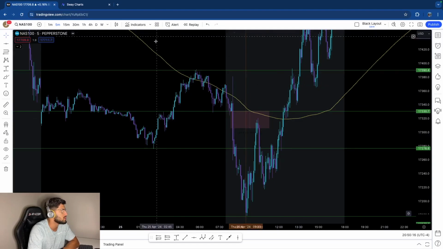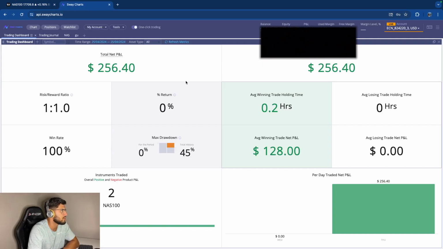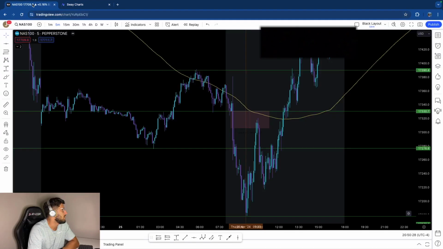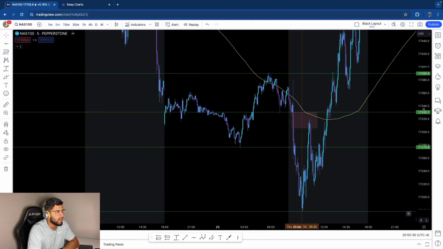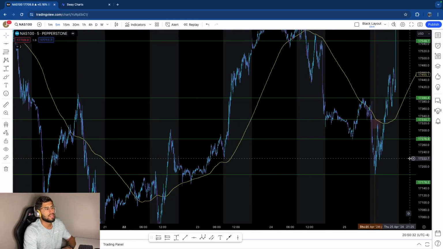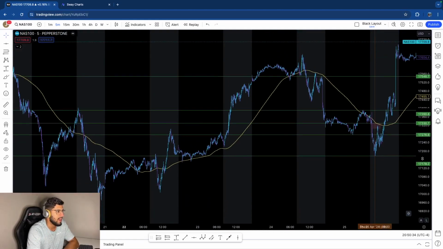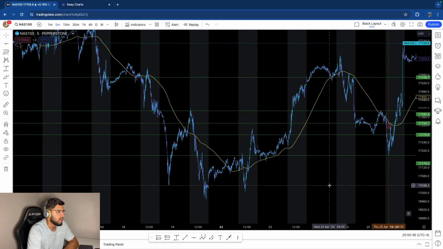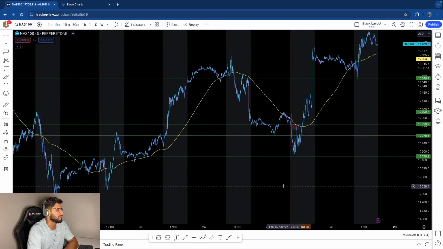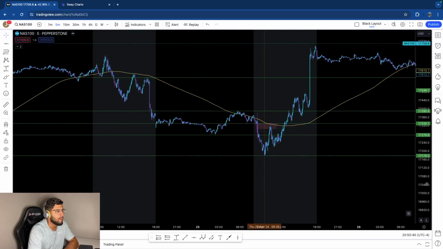I'll show you right here on my broker, which is Sway Charts. And you can see right here, 256, and that's on April 25th right there. And you can see it's a real account, live account, ECN account. So that was that trade. And we're basically looking to take these little sniper entries every single day on NASDAQ, on NAS100, around market open.